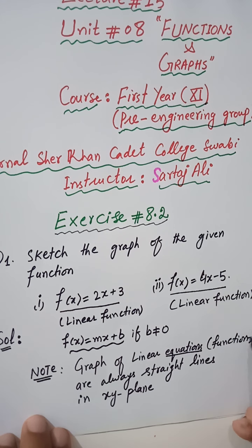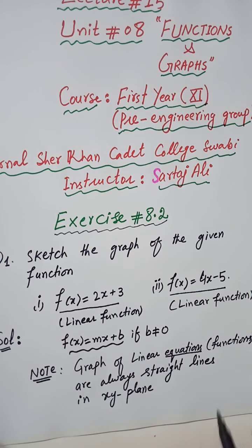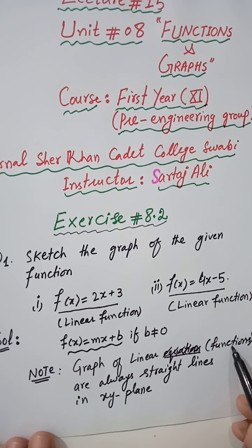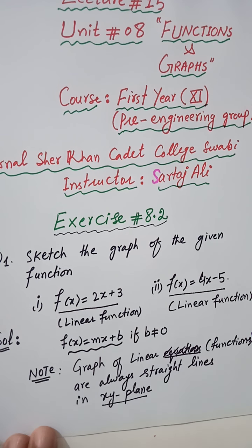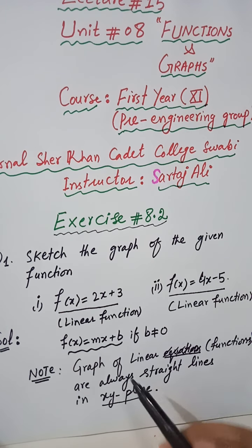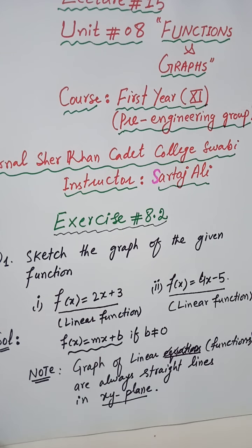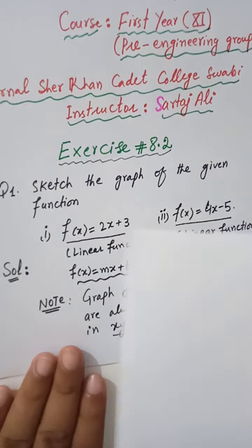If you take a linear equation, this is not a linear equation, this is a linear function. If the function is of a single variable, then that must be a straight line in the xy plane. These are the points that must be kept in mind while you are sketching the graph of a linear function. So now we are moving towards the solution of the question.